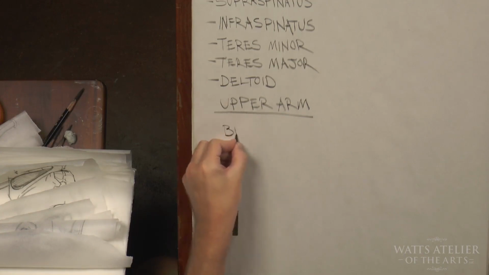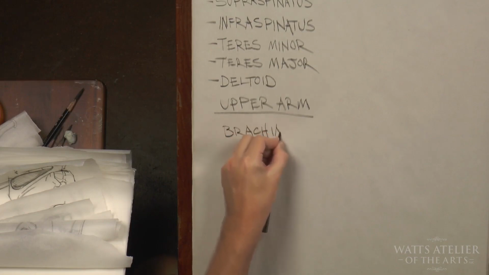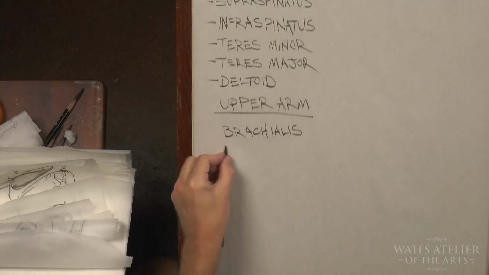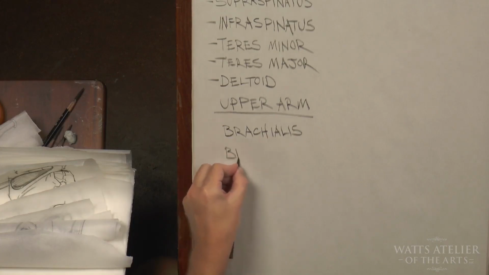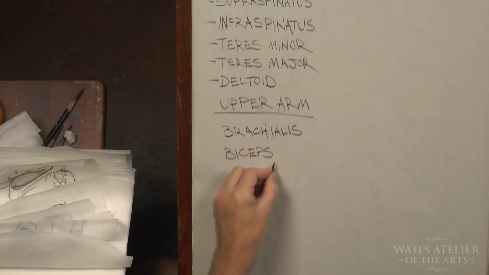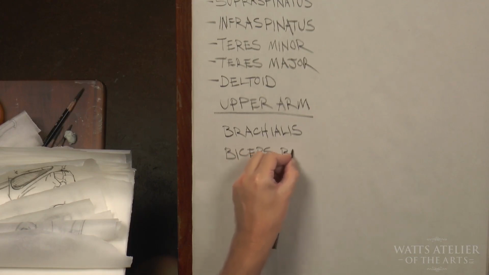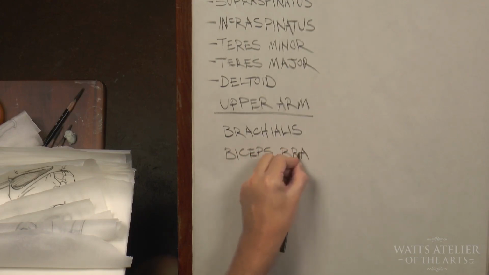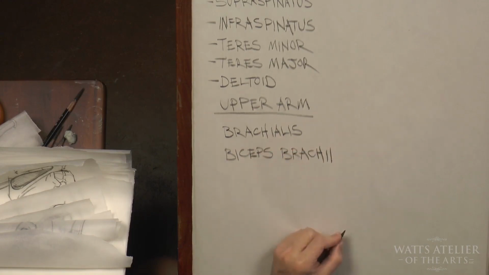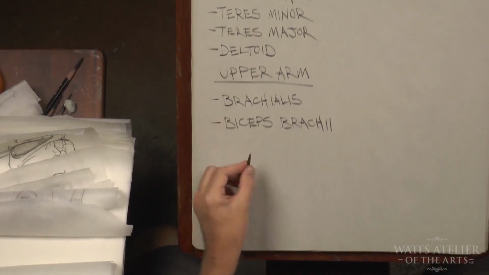Brachialis, biceps brachii, what we usually just think of as biceps, or the bicep. Two i's at the end, because it's cool that way. And also that's how it's spelled.